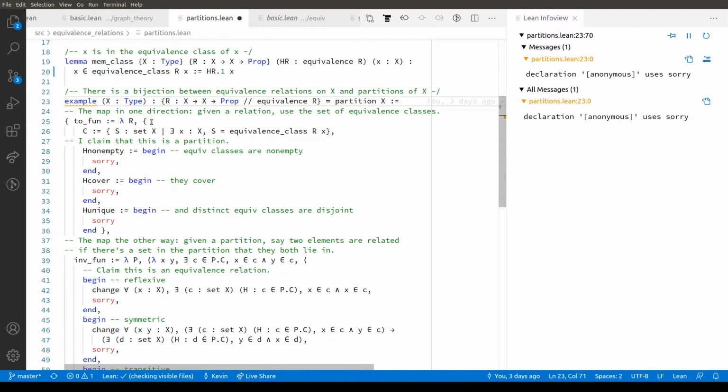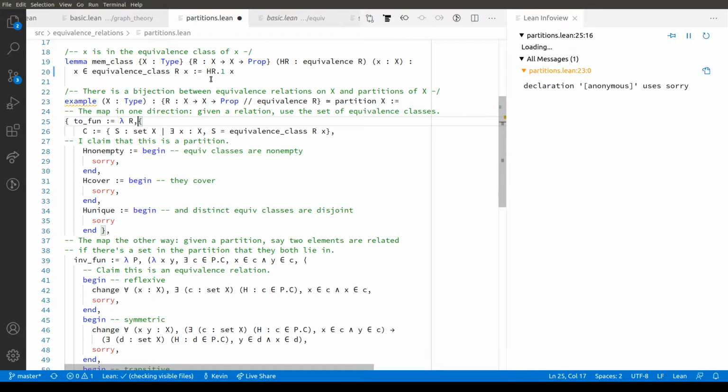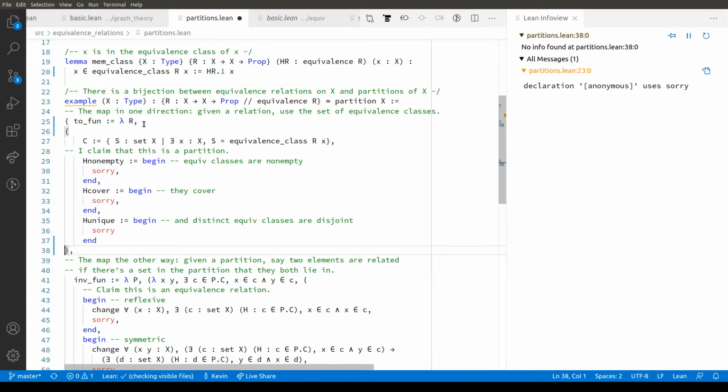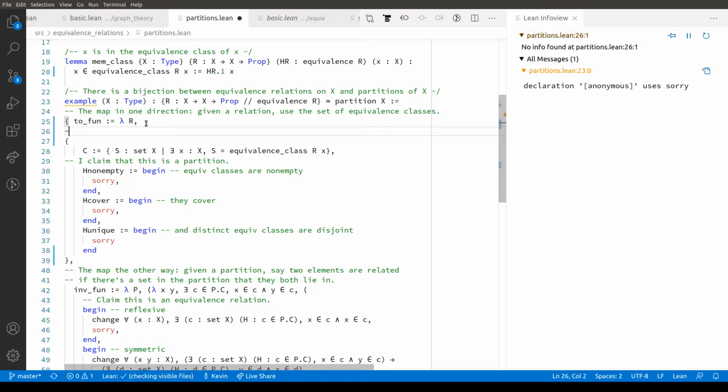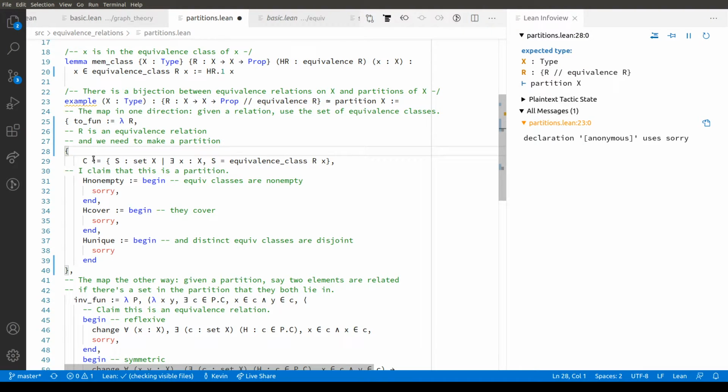We have to actually give the function, which, given an equivalence relation, which is this R, we have to come up with a partition. And here it is. So now you can see what's going on here. What's happening here is that R is an equivalence relation, and we need to now make a partition. And so that means we open these squiggly brackets, and then we have to say what C is.